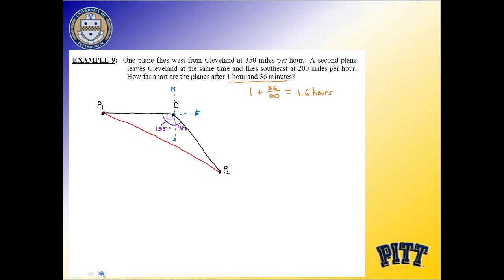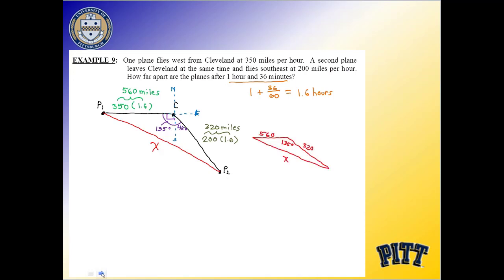1 hour and 36 minutes is basically 1 plus 36 over 60 hours, which is 1.6 hours. So if I want to figure out the distances that plane 1 and plane 2 traveled from Cleveland, I would do 350 times 1.6 to get 560 miles for plane 1, and 200 times 1.6 for 320 miles for plane 2.